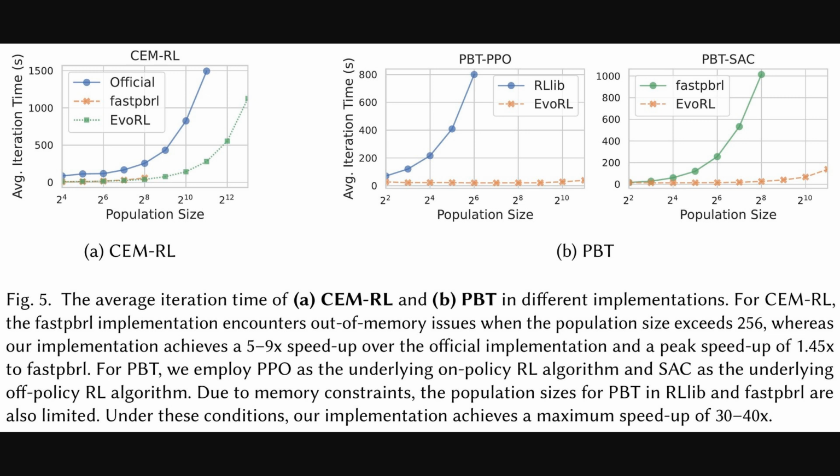Then for population-based training, which uses underlying reinforcement learning algorithms like proximal policy optimization, a popular method for stable learning, and soft actor critic, known for its efficiency, EvoRL shows speedups of 30 to 40 times over RLlib or FastPBRL. And again, those other systems struggle with memory at larger populations, really showing off EvoRL's graphics processing unit-based design.